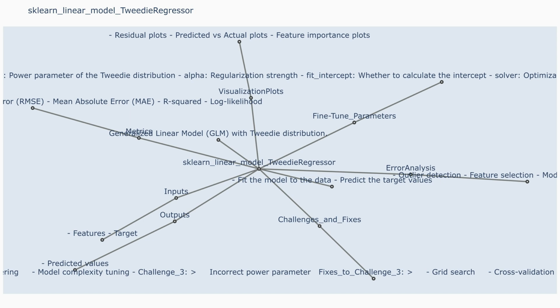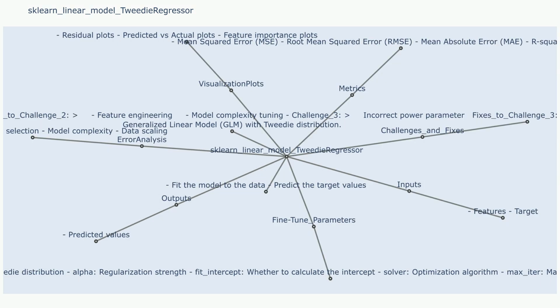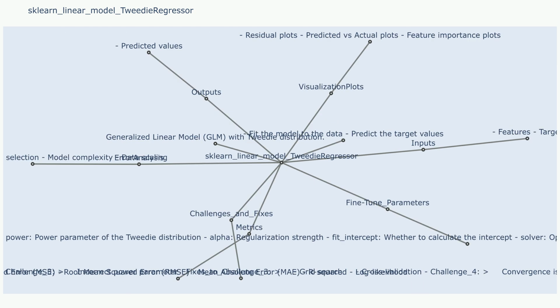sklearn, linear model, TweedieRegressor. Description: a generalized linear model (GLM) with Tweedie distribution for the response variable. This model is particularly useful for modeling count data, where the response variable represents the number of events occurring within a given time interval or space. The Tweedie distribution encompasses a range of distributions, including Poisson, gamma, and compound Poisson distributions, allowing it to handle different types of count data with varying degrees of overdispersion.